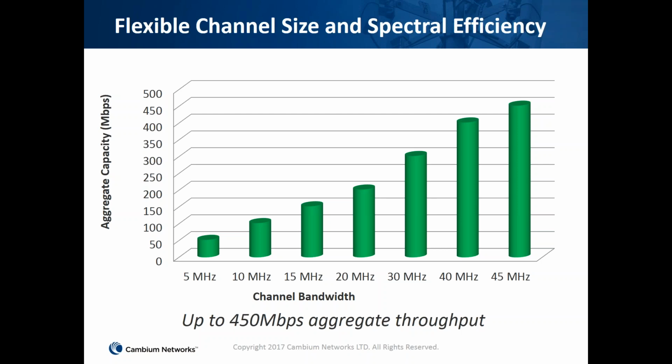So based on your deployment, if it's in rural areas or urban deployments, or if it is next to a cell tower where you already have congestion, especially in the 5 gig band, the PTP 670 is really useful because you can choose the maximum channel size that you can use while avoiding interference, which as you know leads to lower throughput. So you can always try to get the maximum throughput you can based on choosing the right bandwidth.